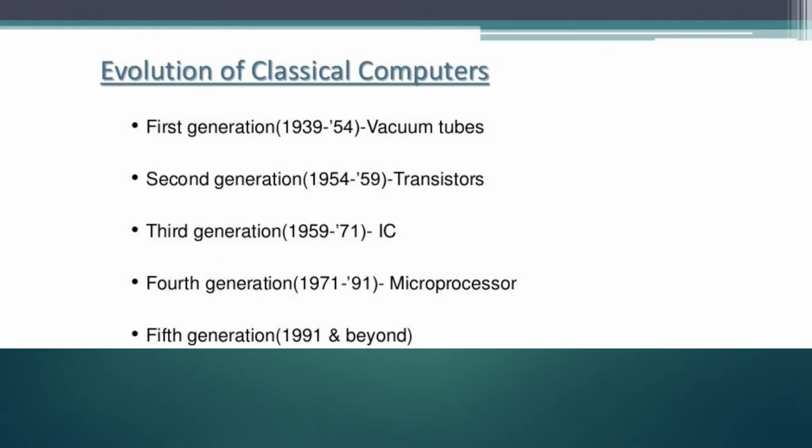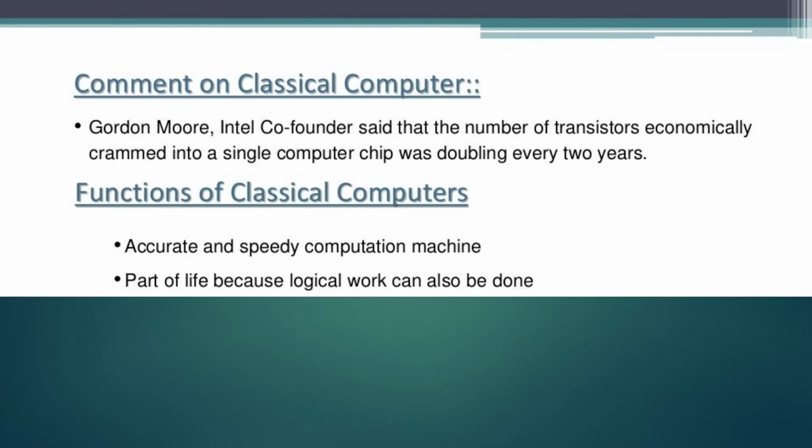Evolution of classical computers. First generation 1939 to 54 are vacuum tubes. Second generation 1954 to 59 are transistor types. Third generation 1959 to 71 are IC. The fourth generation 1971 to 1991 are microprocessor computers. The fifth generation 1991 and beyond is considered as fifth generation.